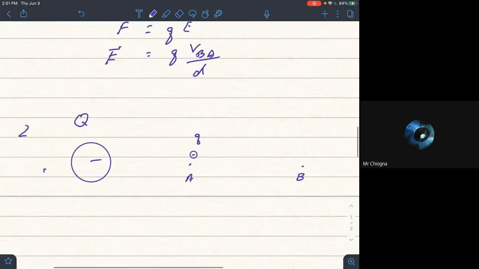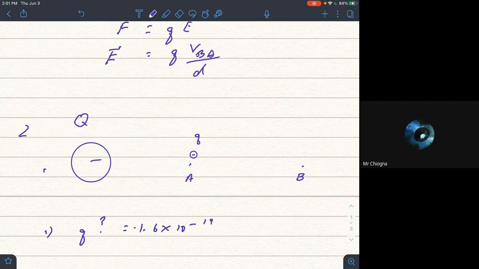First of all, what's the charge on the electron? Look it up. Where are you going to find it? It could be a proton as well. They're the same charge except opposite. Negative 1.6 times 10 to the negative 19. That's what's called the elementary charge.